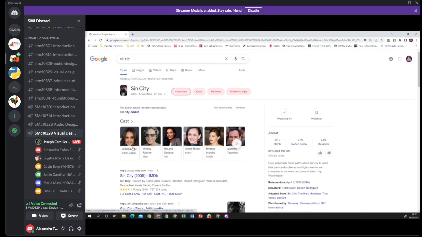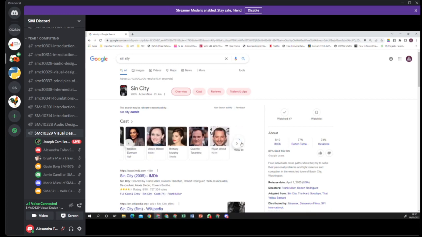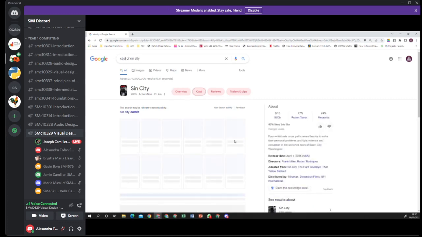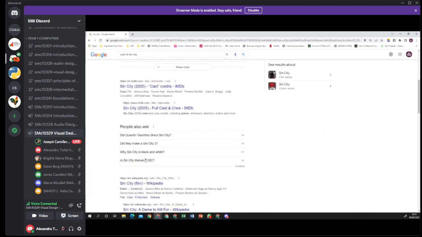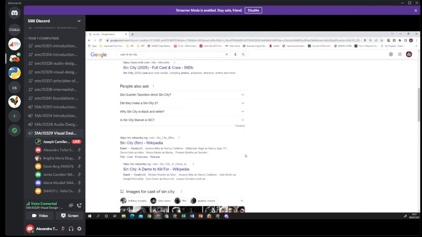So this is the movie. We see the likes of, in one of them, Jessica Alba, Mickey Rourke, Rosario Dawson, Alex Bledel, Brittany Murphy, Quentin Tarantino, some big names, Elijah Wood, Bruce Willis, Benicio del Toro, Josh Hartnett, Clive Owen, some really big names in cinema were actually present in both installments of Sin City. The first one is Sin City of 2005. A couple of years later, there was the second Sin City.